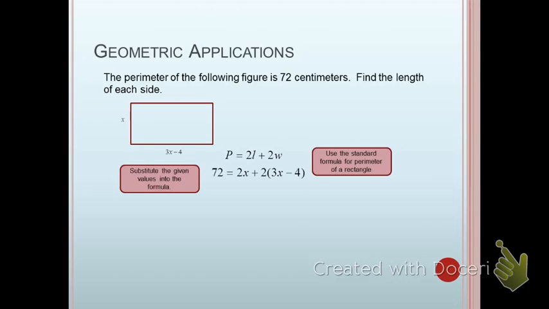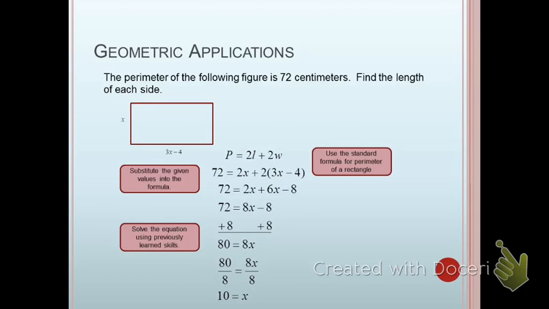Now it looks like in this problem they let the value x be the length, it looks like. And they let the value 3 times x minus 4 be the width. I probably would have done it the other way around, but you'll still get the same answer. So let's go ahead and use our previous skills to solve the equation. Looks like the first thing we need to do is clear parentheses. So we see the 2 times the 3x is the 6x. 2 times negative 4 is negative 8.